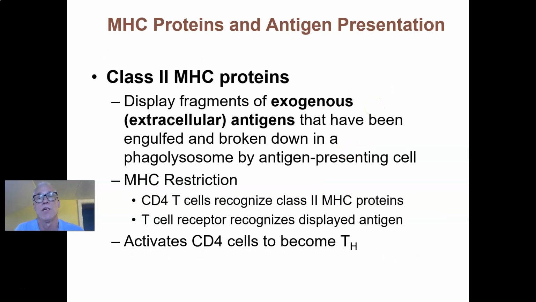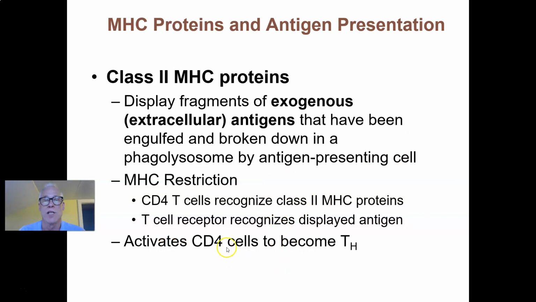Class 2 MHC proteins display exogenous antigens. These professional antigen-presenting cells have phagocytized something foreign, bacteria, for example, at a site of inflammation, and digested it with their lysosome, as we saw way back in the innate immune system, and then displayed fragments of those pathogens on their MHC class 2 on their surface. So instead of coming from something that's infecting the cell, the antigen is coming from something that was gobbled up by the antigen presenting cell. And now it's out there on the MHC class 2.